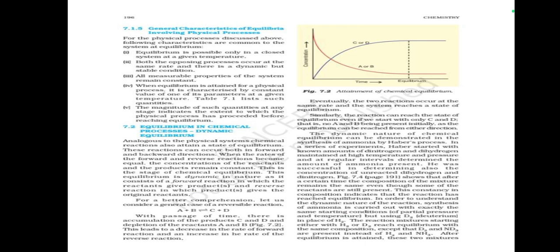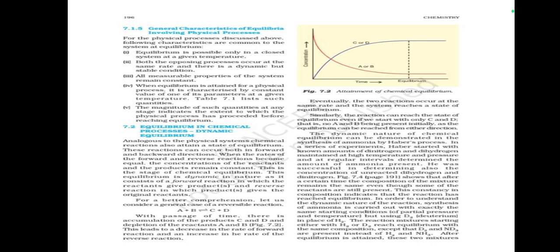When equilibrium is attained for a physical process, it is characterized by a constant value of one of its parameters at a given temperature. Table 7.1 lists such quantities. The magnitude of such quantities at any stage indicates the extent to which the physical process has proceeded before reaching equilibrium. Equilibrium in chemical processes, dynamic equilibrium: A plus B gives C plus D.